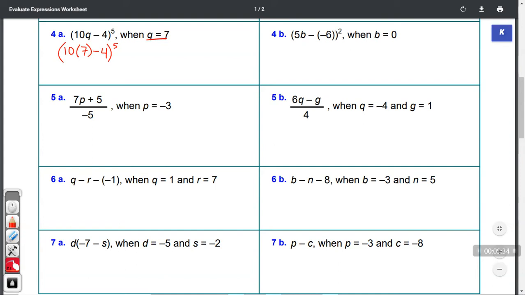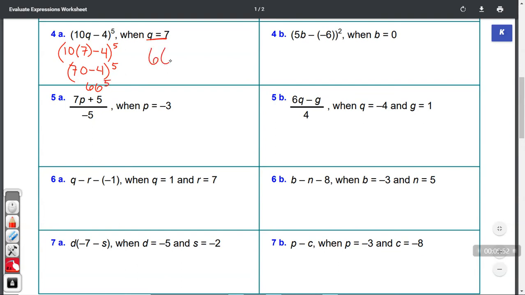If we solve this just by hand, you could plug that straight into your calculator as is, but I'm going to work it out by hand, and I'll show you how to do the exponent. Because 10 times 7 is 70. That's pretty simple. 70 minus 4 is going to give me 66. So I'm really looking at 66 to the 5th.